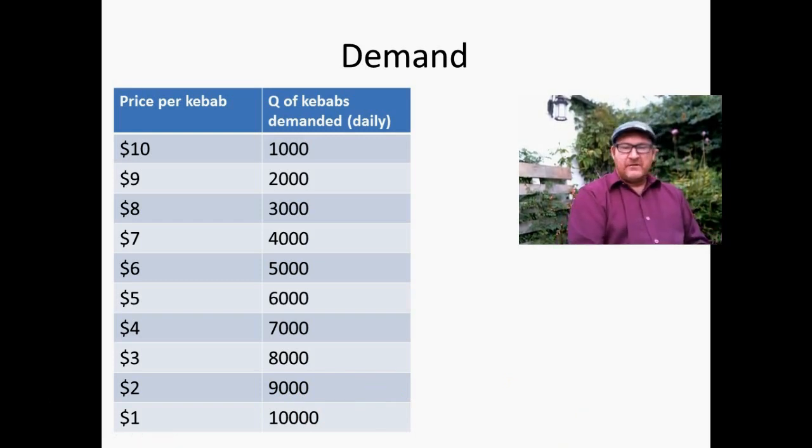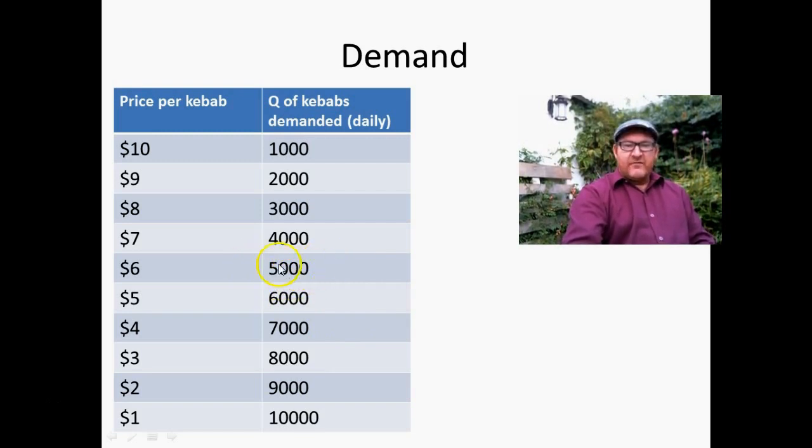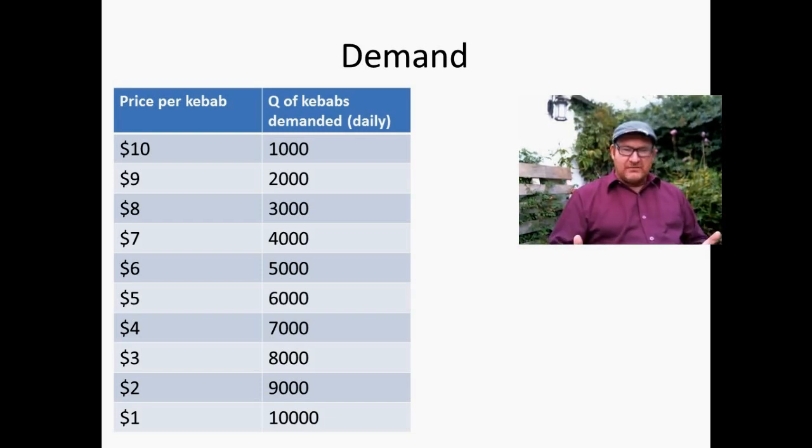Obviously, this is hypothetical data. So this table or schedule is what we call demand. It's not the quantity demanded. The quantity demanded is some particular quantity, such as 5,000 kebabs when the price is $6. Demand per se is the entire table, all of these possibilities. If the price were 10, then the quantity demanded is 1,000. If the price were 4, then the quantity demanded is 7,000, and so on. The demand is the schedule, all the possible quantities that buyers would be willing and able to purchase at the various prices.